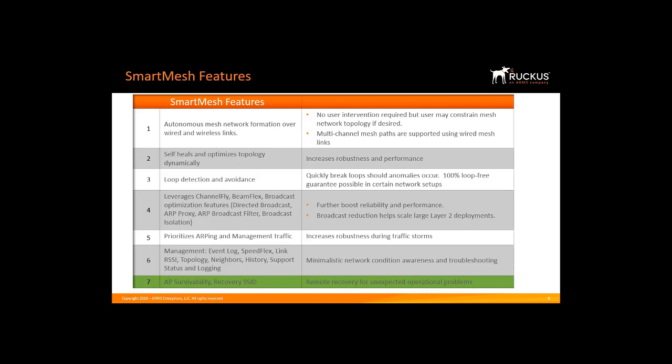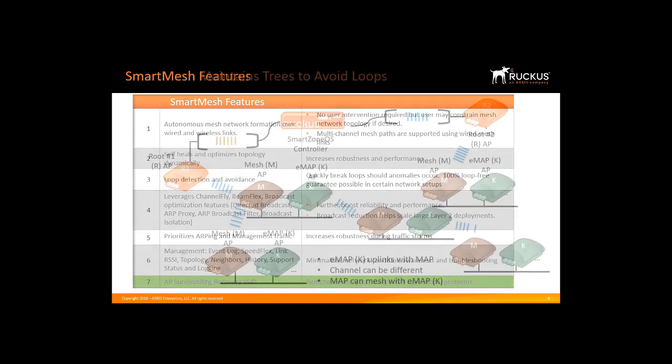A final feature of SmartMesh is AP survivability and recovery SSID. Should a mesh AP find itself stranded with no path back to the root AP, Recovery SSID is advertised. This enables an operator to have remote access to the AP for troubleshooting purposes.